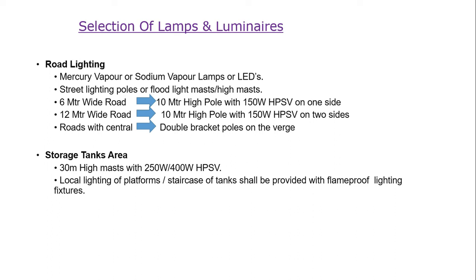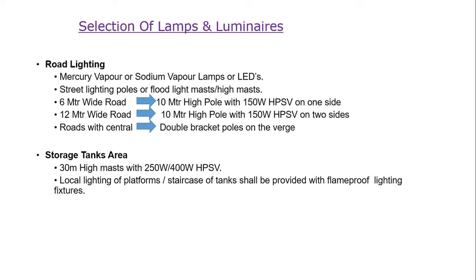The road where we travel has one way and another is the return way. In such roads, in the middle portion, double bracket poles are provided with the LED light fixtures on tall lighting poles. So let's say if we take the example of a tank storage area or a tank farm area.